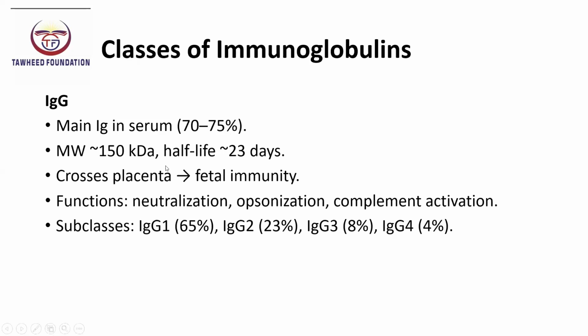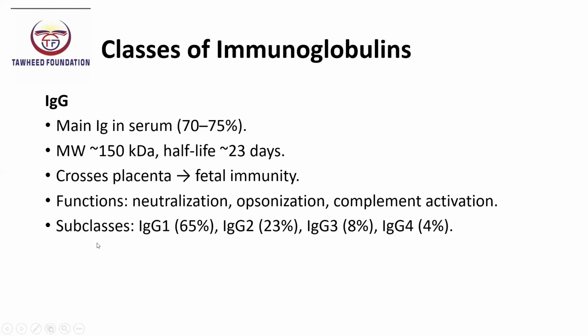Unique features of IgG include that it has the longest half-life, about 23 days, making it crucial for long-term immunity. It is the only antibody class that can cross the placenta, providing passive immunity to the fetus and newborn. It participates in key immune reactions: complement activation, especially IgG1 and IgG3, opsonization, neutralization of toxins and viruses, and antibody-dependent cellular cytotoxicity, that is ADCC.